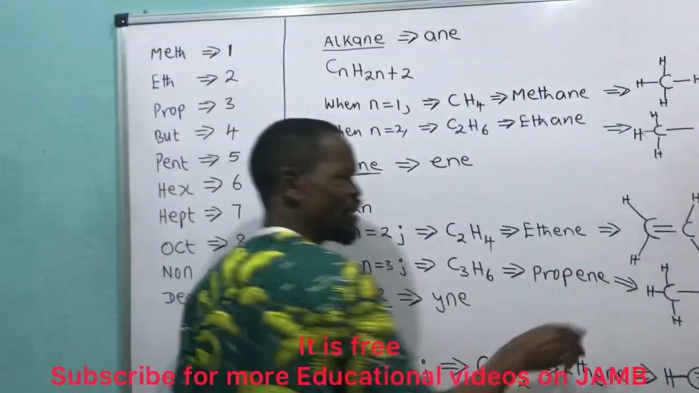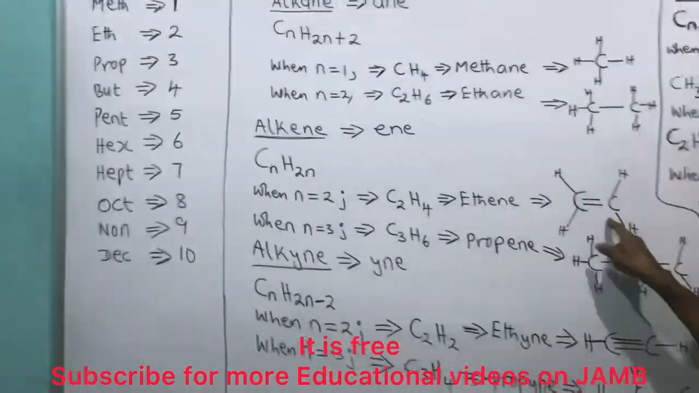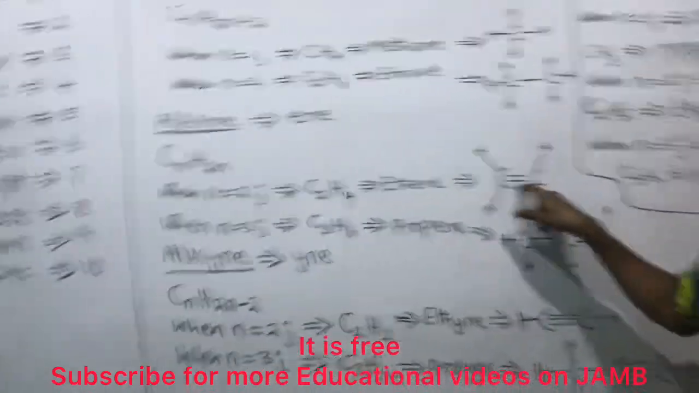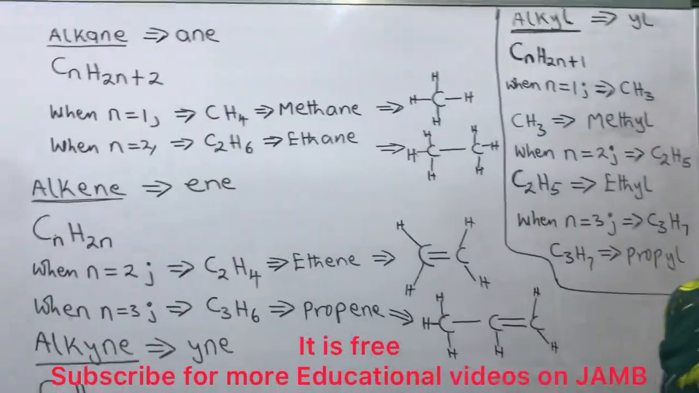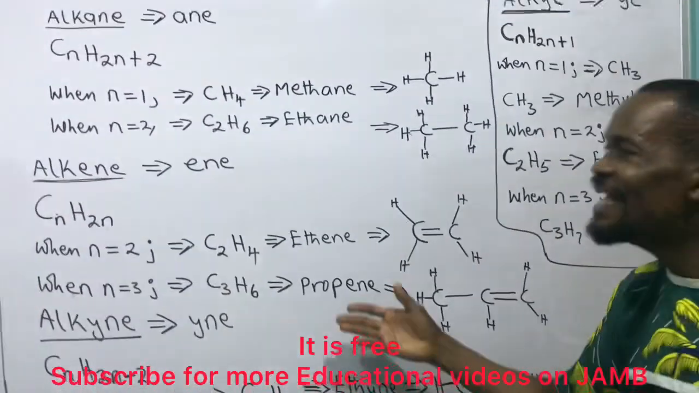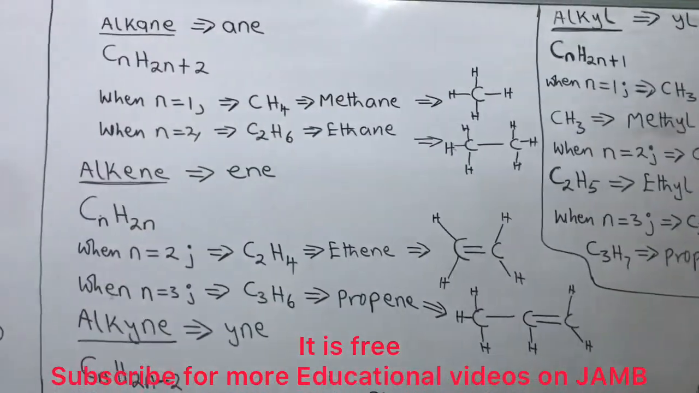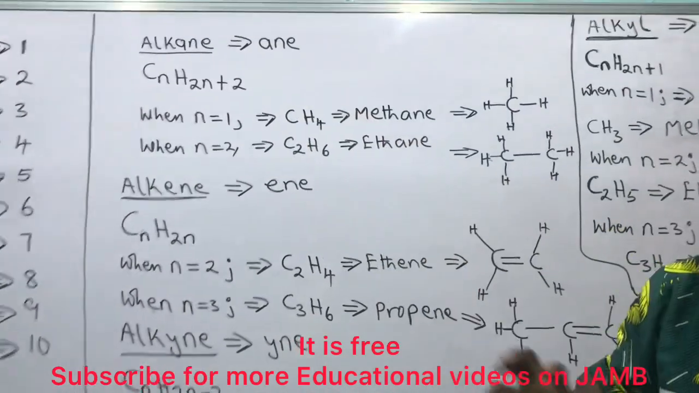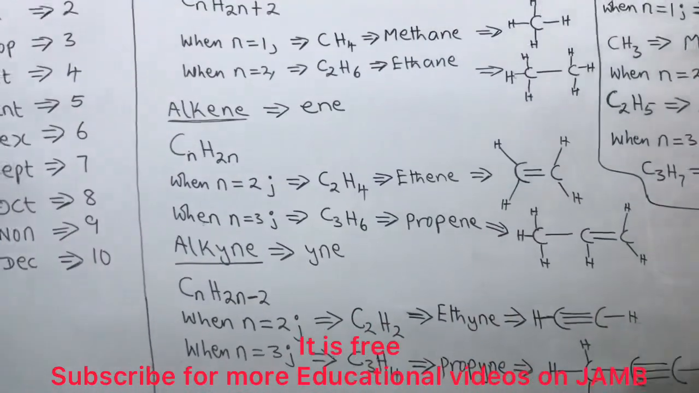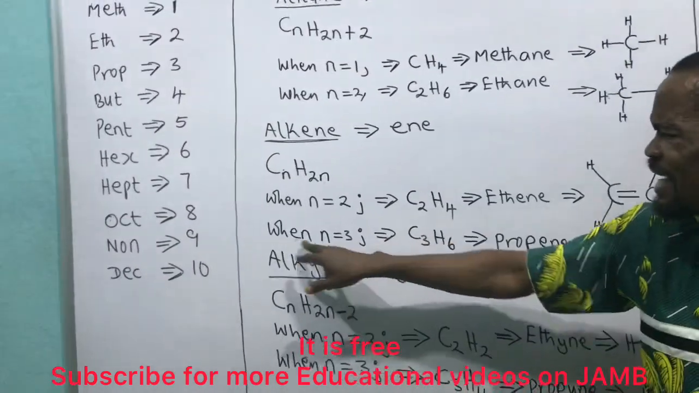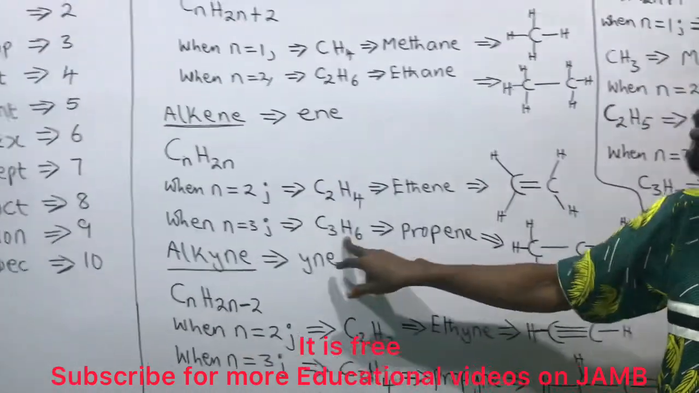Then look at this structural formula. 2 carbon, and this means that it has a double bond. You remember, this is a double bond. Why is it an unsaturated hydrocarbon? Ethene is an unsaturated hydrocarbon. Why is alkane a saturated hydrocarbon? Because it has nothing to lose.